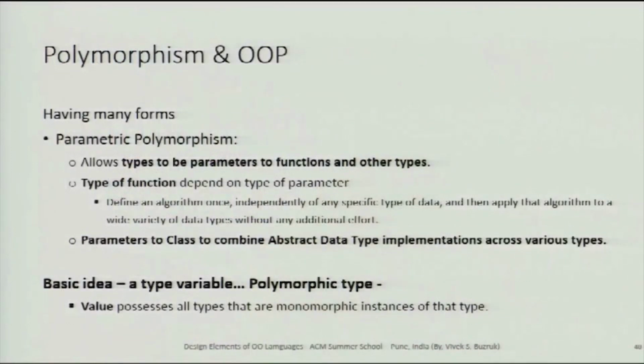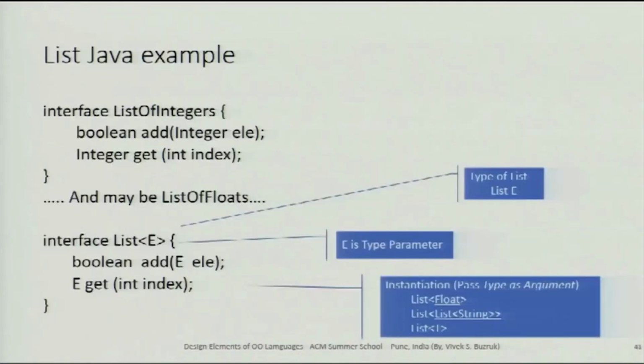Polymorphism, having many forms as we have already mentioned, allows types to be parameters to functions and other types. The type of a function depends on the type of the parameter. You define an algorithm once, and it will be applicable for the specific data. So let's move forward with this definition, and we have already seen the polymorphic function. Now let's talk about the polymorphic classes.